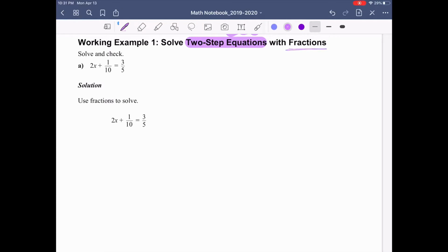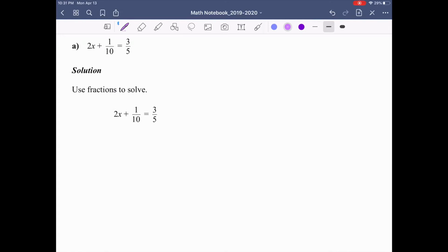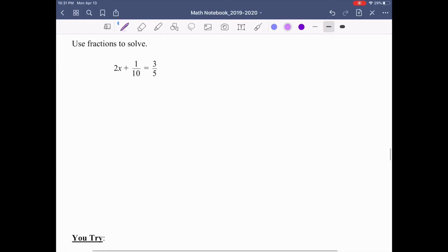So what we're going to do with example 1 is we're going to solve two-step equations with fractions. So we're going to be focusing on fractions first. The first one says we have 2x plus 1/10 is equal to 3/5. And we're going to use fractions to solve this.